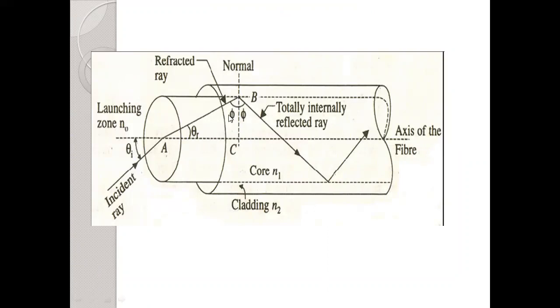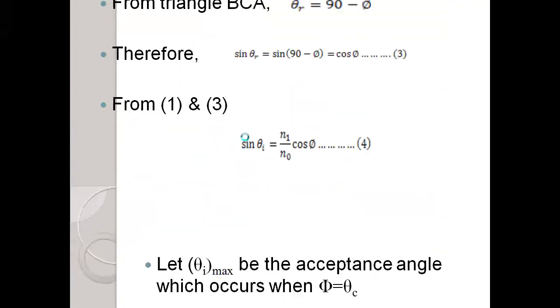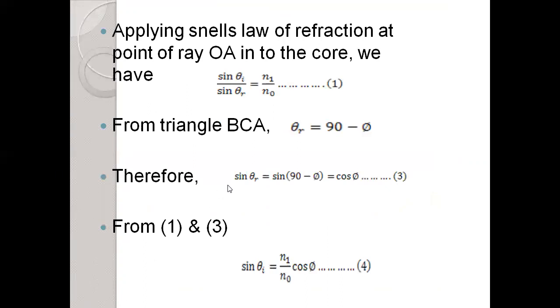So theta r plus phi plus 90 will be equal to 180. If you take phi and 90 to the other side, just rearrangement will give you theta r is equal to 90 minus phi. Just substituting the same thing in the formula, sin theta r is equal to sin(90 minus phi), which is nothing but cos phi. So sin theta r is equal to cos phi.